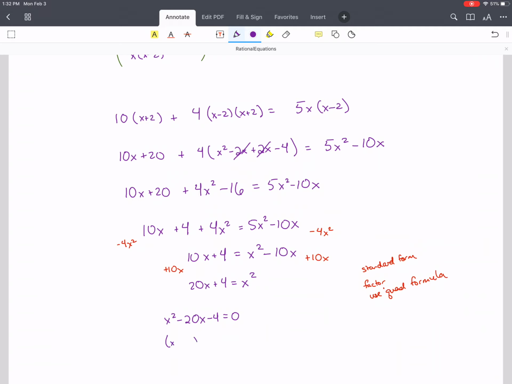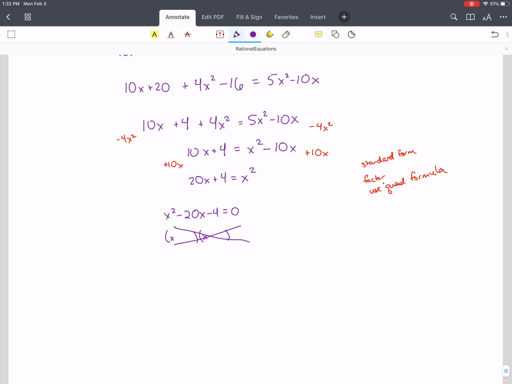If I try to factor that, I need something that multiplies to 4 but adds to 20. So 4 and 1, 2 and 2, neither of those, no combination, positive and negative, is going to add that to 20. So factoring, I'm going to come up dry on this one. So I'm going to use the quadratic formula instead.